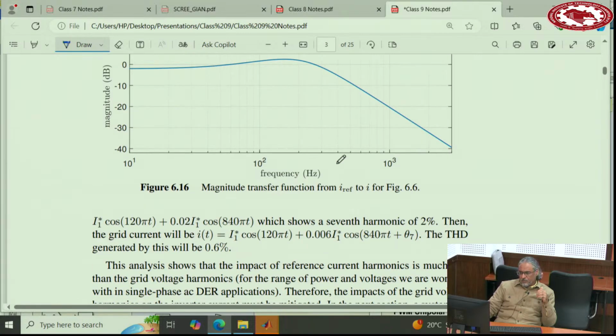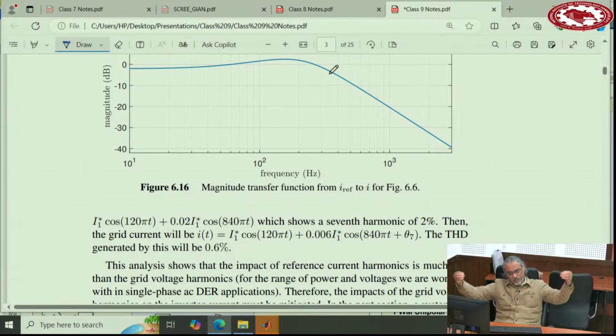And at harmonic 5, it will be almost negative 10 dB. It's about this one. So if you have distortions in the reference current, that also will go to the output. But the reference current comes from PLL, so you need to make sure that your PLL is sufficiently removing the harmonics from the grid voltage.